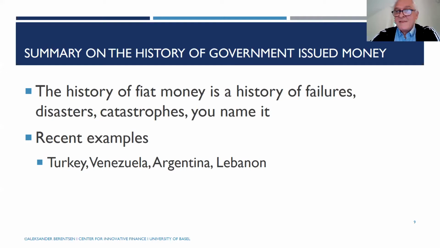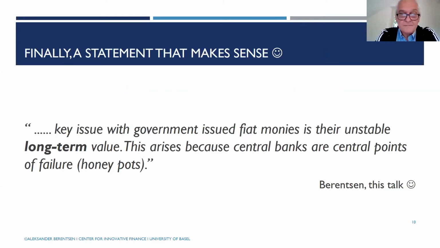Okay, so I told you this; you probably knew that already, I don't know, but I'm certainly not the first one to observe this. What's the problem? I think the problem is centralization. The key issue, and this quote is not from the BIS, this quote is from me: the key issue with government-issued fiat monies is their unstable long-term value. It's not their unstable short-term value. They have no problem with that, but their long-term value. And I think this arises because central banks are central points of failure. They're basically honeypots. Let me try to explain what I mean by that.